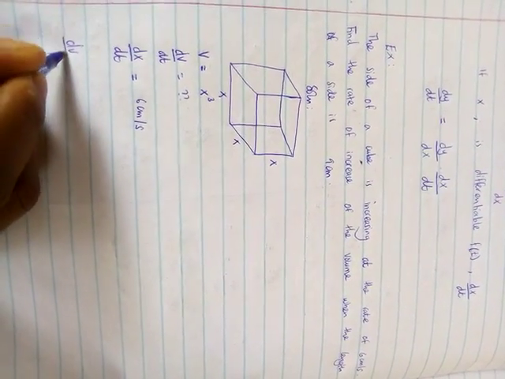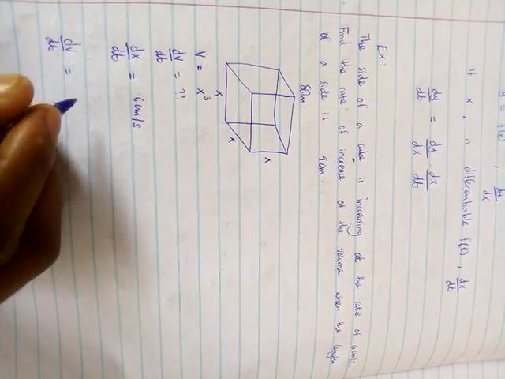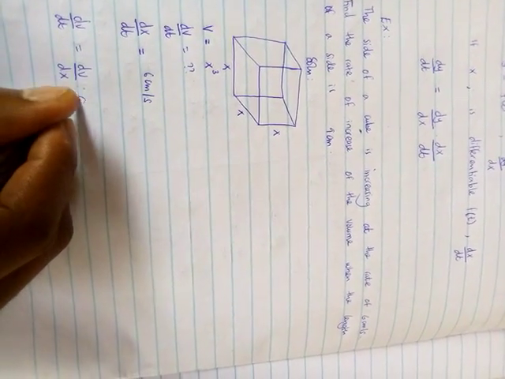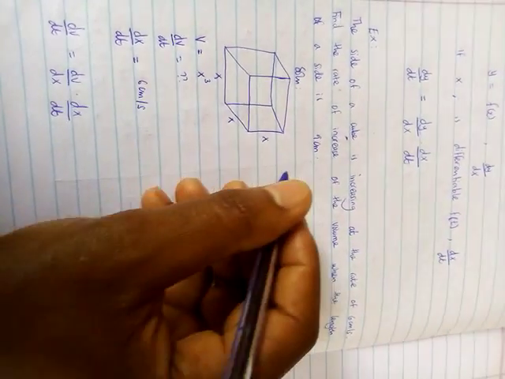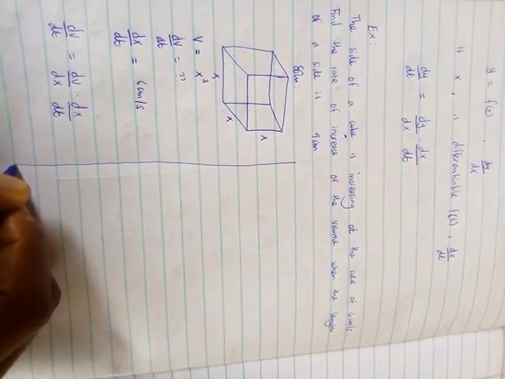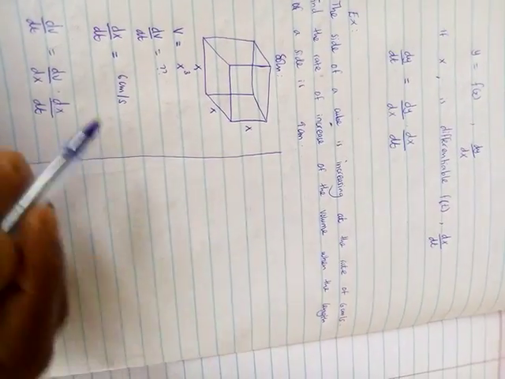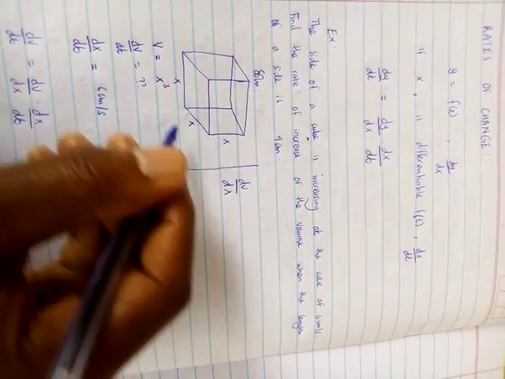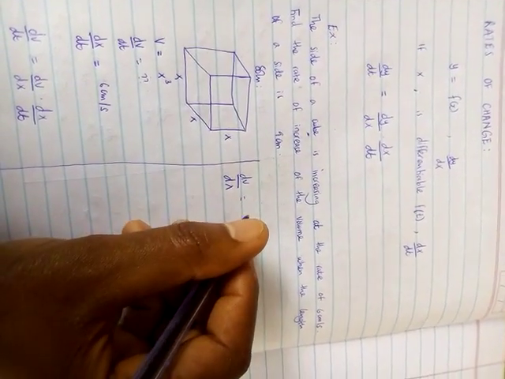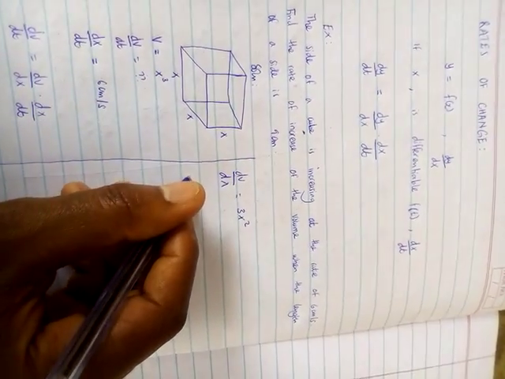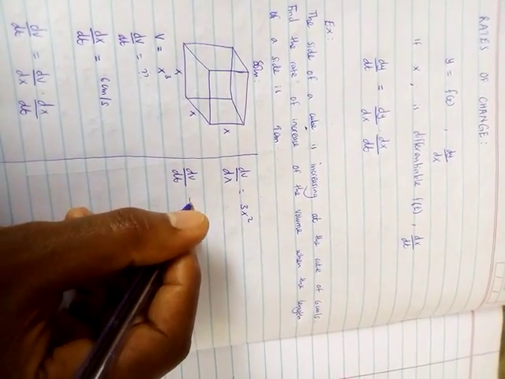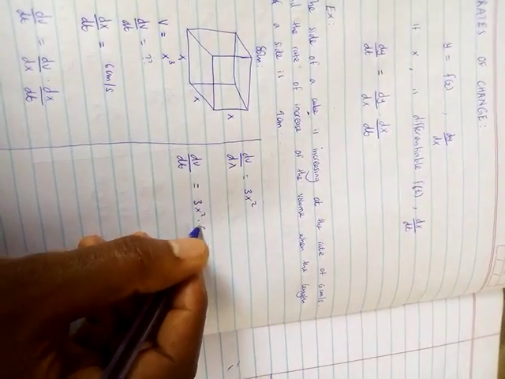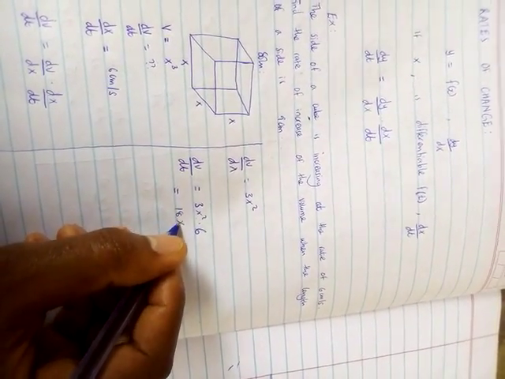So I want dV/dt, which I can write as dV/dx multiplied by what we have been given, dx/dt. Allow me to apply some economics here; mathematics and economics go hand in hand. I have V in terms of x, so dV/dx, differentiating, is 3x squared. Such that dV/dt equals 3x squared multiplied by dx/dt. dx/dt is 6, so this is going to be 18x squared.